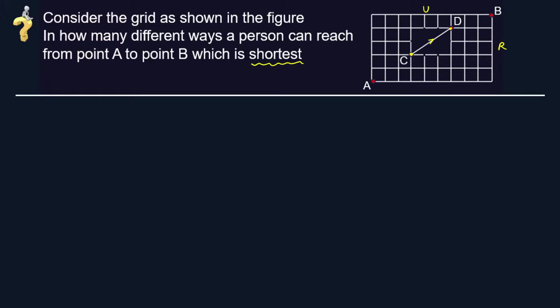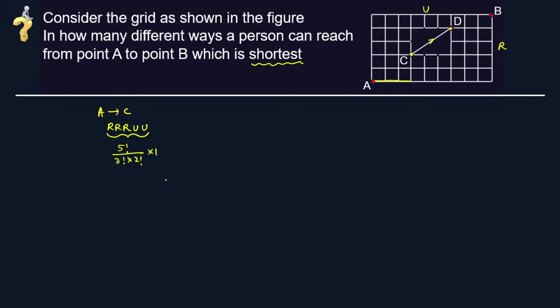Is it clear? So in how many different ways can the person reach from A to C? There will be 3 right movements and 2 up movements. So these 5 movements can be arranged among themselves in factorial 5 divided by factorial 3 into factorial 2 different ways. Is it clear? So now the person has reached from A to C. Now from C to D, there is only one path. That is the shortest one.